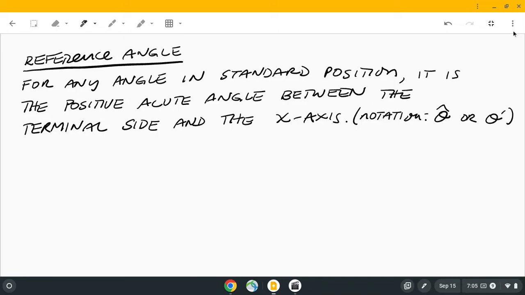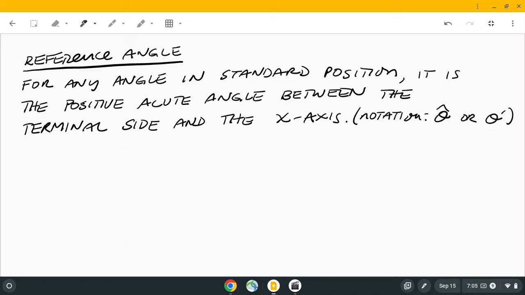Okay. All right, so let's read this little definition here about what a reference angle is, and let's dissect it. So for any angle in standard position, it is the positive acute angle. So you must be wondering, okay, wait, I thought we were going to find the 6 trig functions of angles that are not acute. Okay, so yes, we are. So like 135 degrees, right? Not an acute angle. Acute angles are between 0 and 90. Okay, like 30, 45, and 60.